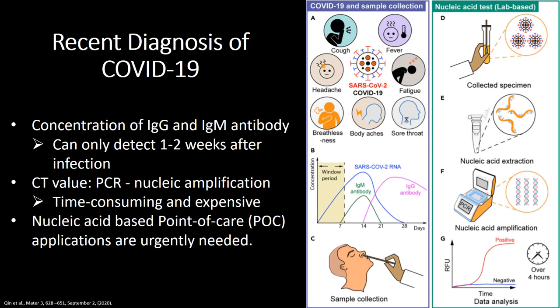However, the development of immunity to a pathogen through natural infection is a multi-step process that typically takes place over 1 to 2 weeks. That is, the human body can only generate antibody about 1 to 2 weeks after infection. PCR can test CT value and calculate specific viral load, but it's too time-consuming and expensive. It is also hard to find asymptomatic patients to conduct a PCR test. Thus, nucleic acid-based point-of-care applications are urgently needed.